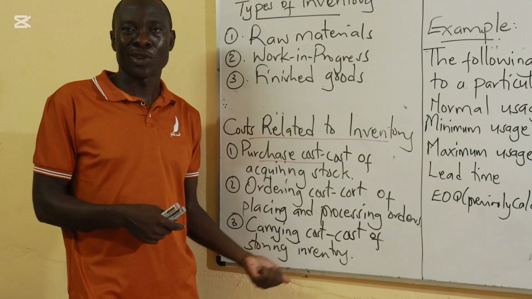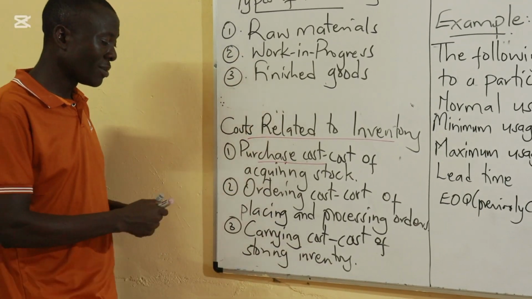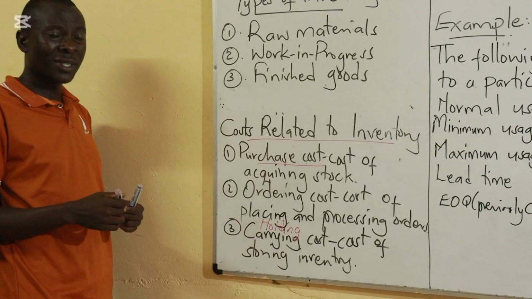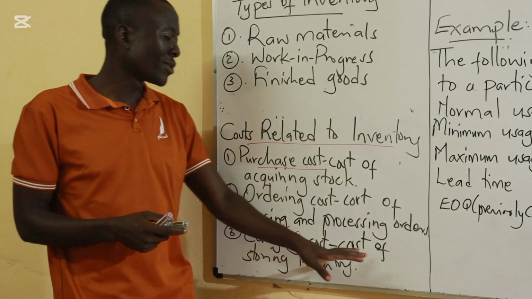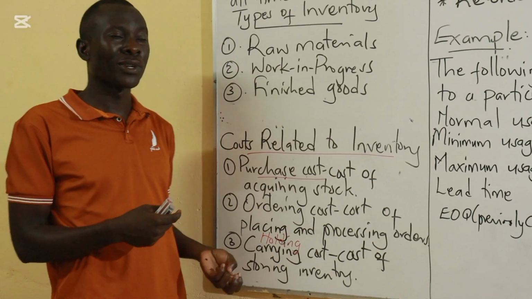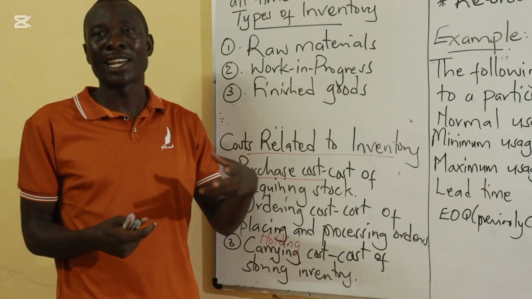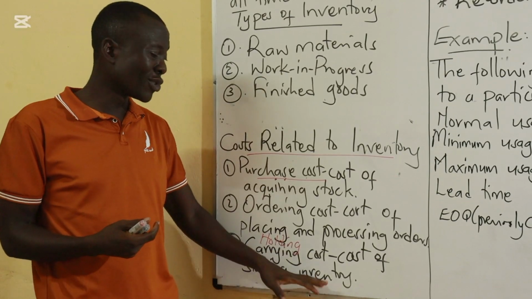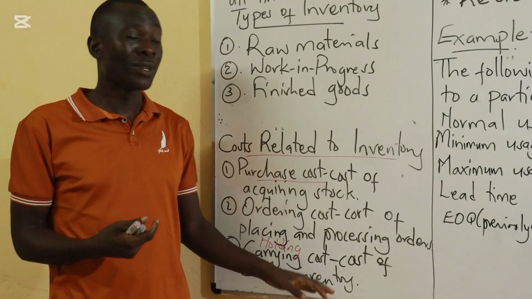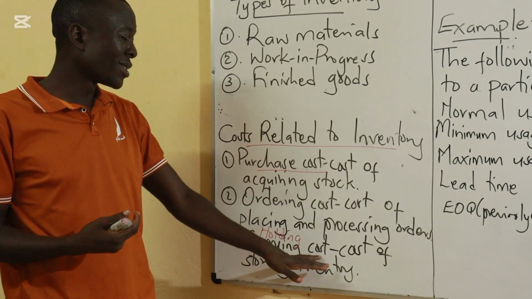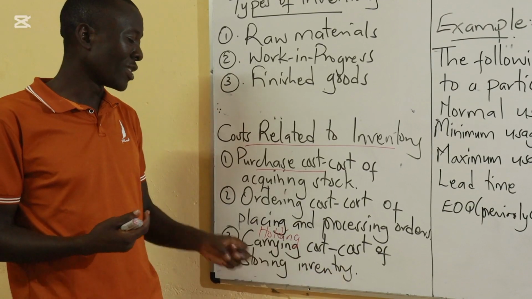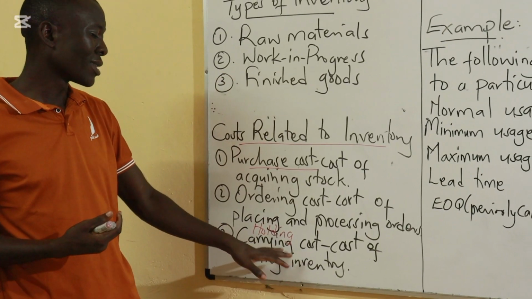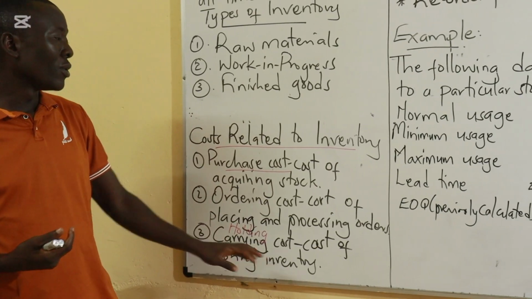Then three, we have carrying costs, and these carrying costs sometimes are also known as holding costs. Basically it refers to costs of storing inventory. When we purchase, we'll have something like a warehouse or a store where we'll be keeping our inventory. They require specialized equipment to make sure that they are not stale or they are not stolen, and therefore these costs involve insurance, transportation, security and all that. We call them carrying costs. Sometimes we also call them holding costs.